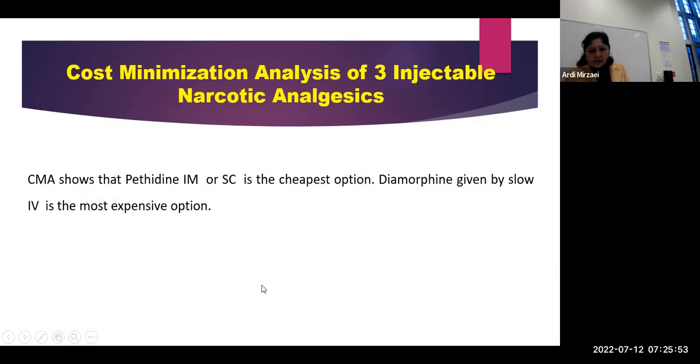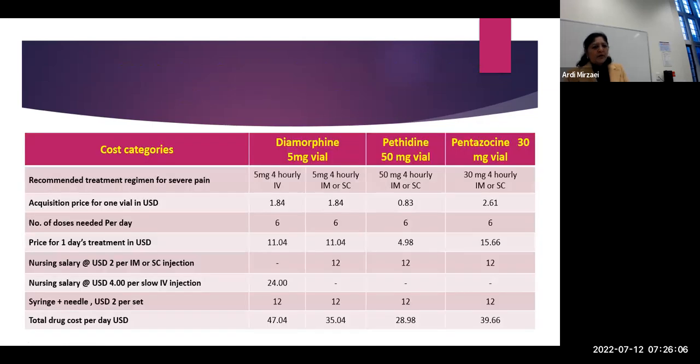So in this case, pethidine IM or SC is the cheapest option, and diamorphin given by slow IV is the most expensive option. So this is how we calculate.